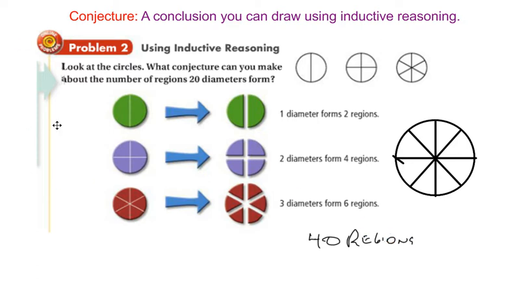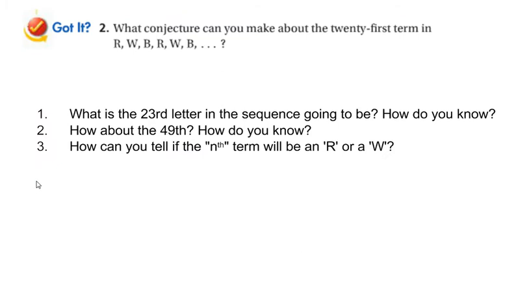Okay, so let's see if you can figure this one out. So try this by yourselves. What we want you to do is answer question number 2, and then answer these 3 questions based on what your answer is for question number 2. Put your player on pause, and then when you're done, resume by hitting play. Okay, so let's see what we got. It says, what conjecture can you make about the 21st term in this sequence? So I want to know, what is the 21st term going to be?